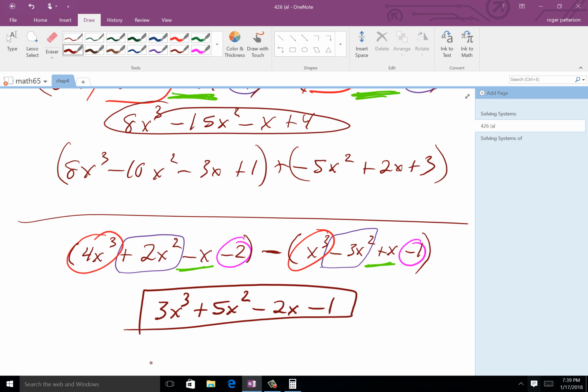Any questions on this? It's pretty straightforward, huh? I mean, you're just combining like terms, right? They have some fraction ones in here, but you just gotta grind through them, I guess.